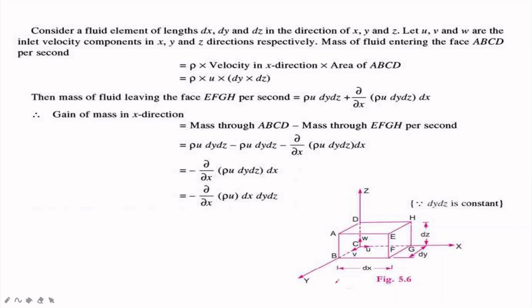So we consider this as a fluid element. In the x direction the length is dx, in the z direction the length is dz, and in the y direction it is dy. Okay, so let u, v, w be the inlet velocity components. In the x direction the component we have assumed is u, in the y direction it is v, and in the z direction it is w. And these three directions are mutually perpendicular to each other.